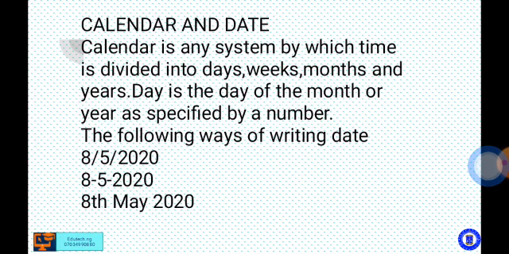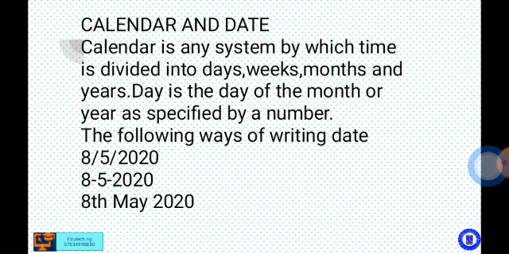Is that clear? Now we're going to look at calendar and date. It is also a measure of time. We are using calendar and date to measure time. Remember what I said, that time is the ongoing sequence of events taking place. So let us look at calendar and date. The meaning of calendar: a calendar is any system by which time is divided into days, weeks, months, and years.